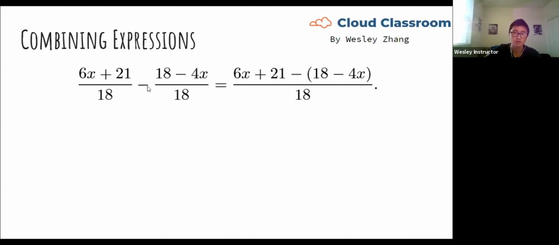Some people make this mistake. They only subtract the 18, but they don't subtract the negative 4x. When you're subtracting a fraction like this, you're really subtracting 18 minus 4x in parentheses. So we utilize the distributive property here. Once we multiply the negative 1, remember there's an invisible 1 here, into the parentheses, this becomes 6x plus 21 minus 18 plus 4x. So that becomes (10x + 3)/18.